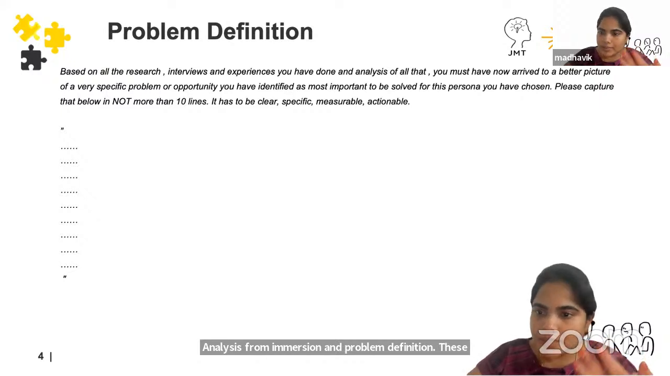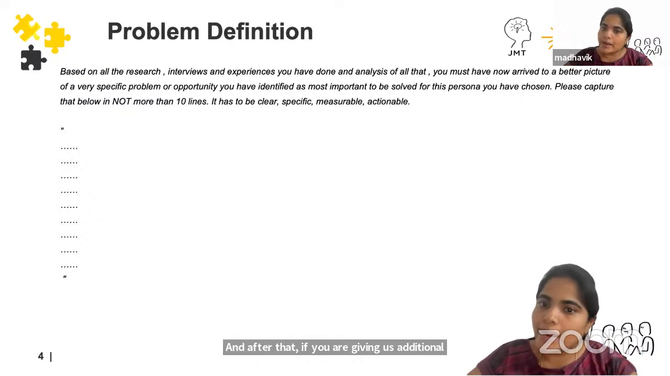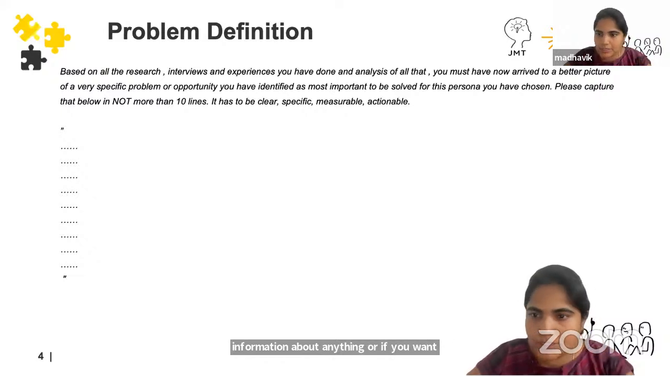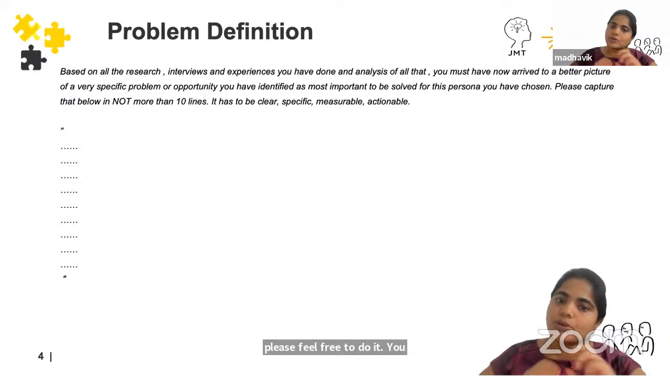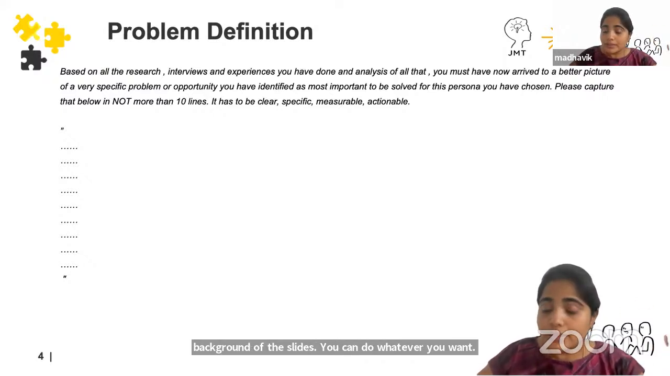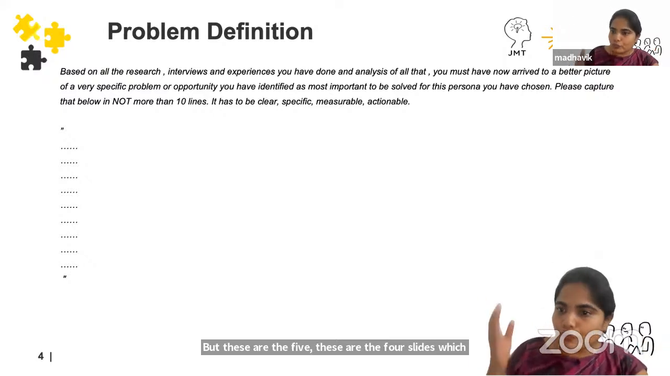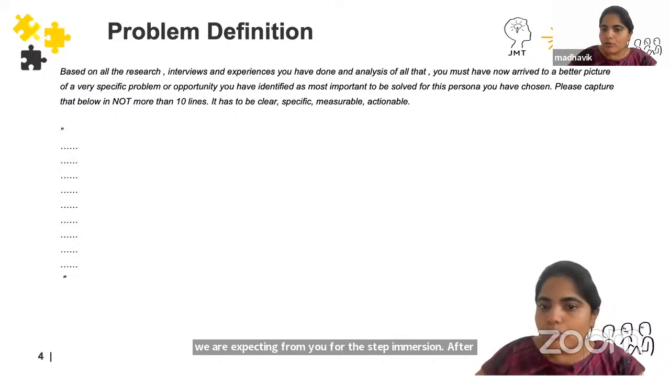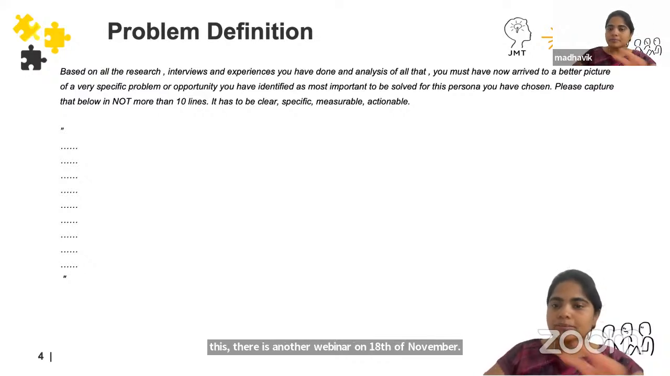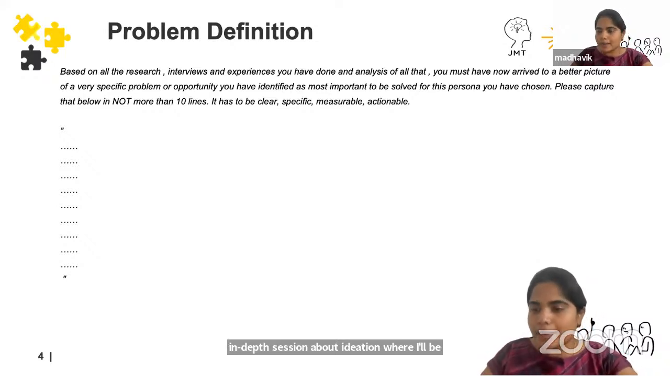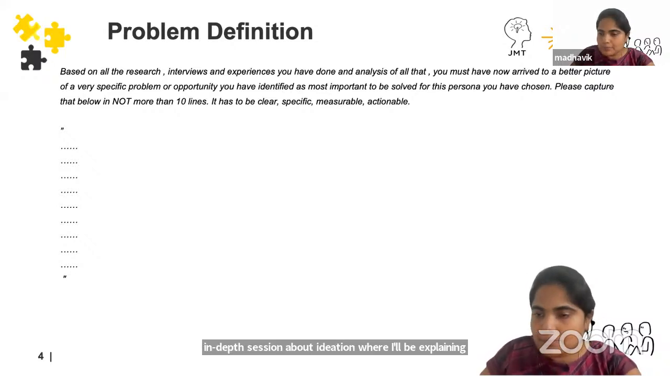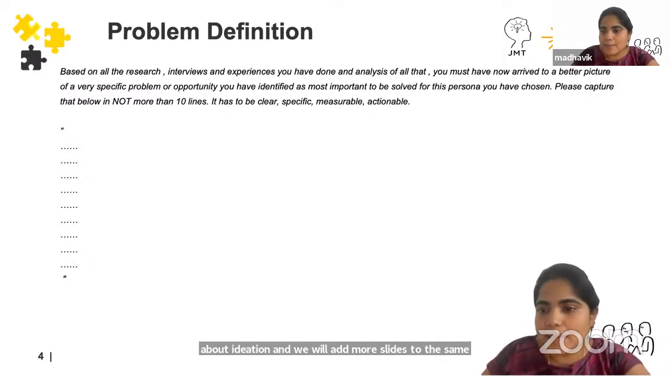And after that, if you are giving us additional information about anything, or if you want to add any videos or any animation to your slides, or any effects to your slides, please feel free to do it. You can even change the background of the slides. You can do whatever you want, but these are the 4 slides which we are expecting from you for the immersion step. After this, there is another webinar on 18th of November, where you will be having an in-depth session about ideation, where I'll be explaining about ideation, and we will add more slides to the same PPT, I mean to the same template. You can submit those to us on December 2nd.